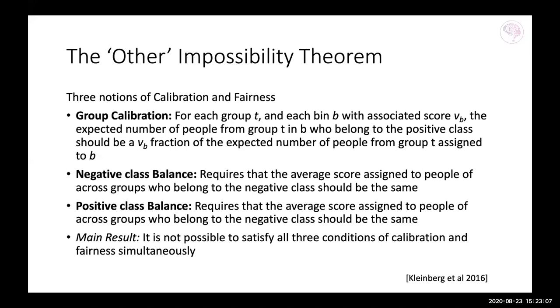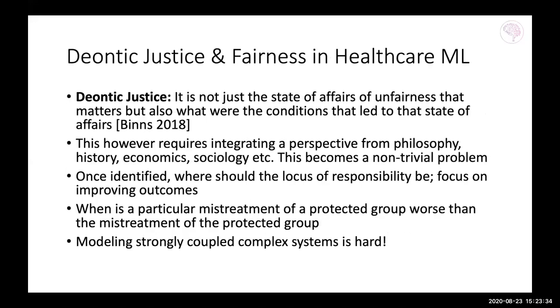Here, what we have is that even if we want parity with respect to, say, positive class, negative class, and the average score associated with them, and group calibration, it is just not possible to do so. So to the answer regarding, well, what should we optimize and in what context, at the end of the day, that is going to be very context and use case specific.